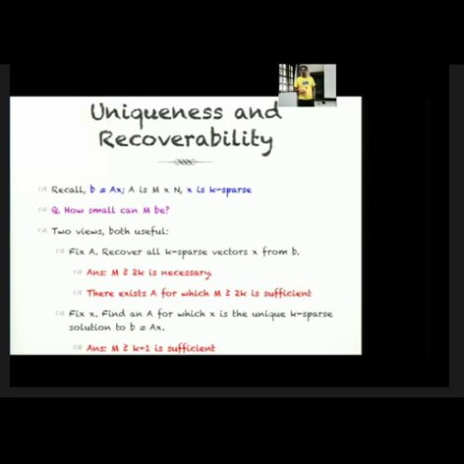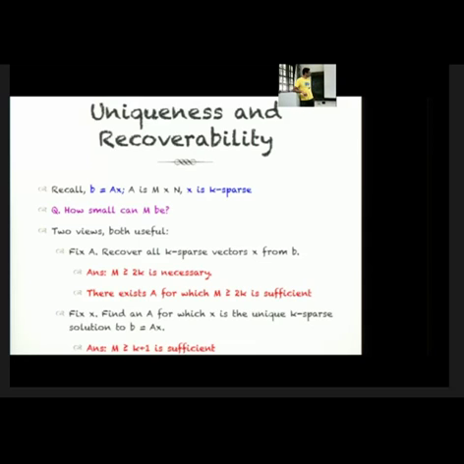So m equal to 2k is both necessary and sufficient for recovering all possible k-sparse vectors from the measurement vector B. On the other hand, another view is, you fix this vector x and you ask, let me try to find an A for which x is the unique k-sparse solution. That is, there must be no other k-sparse solution to this system of linear equations.